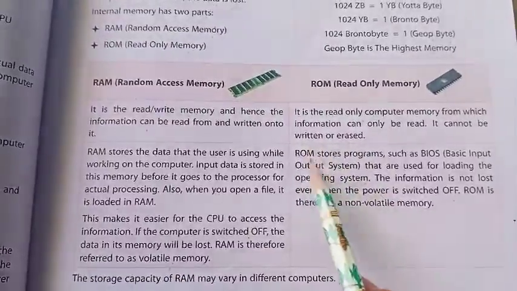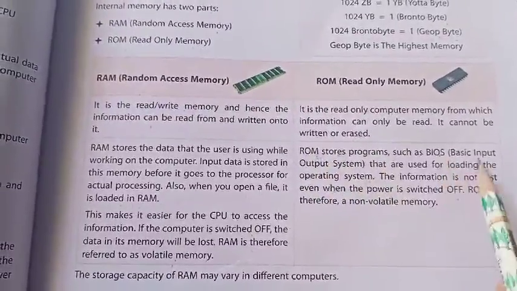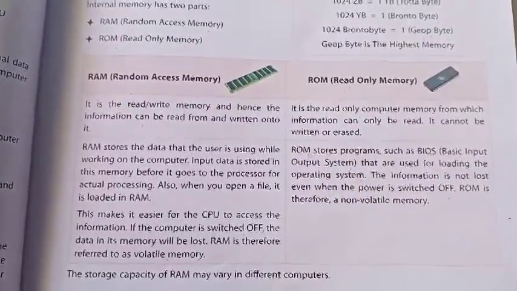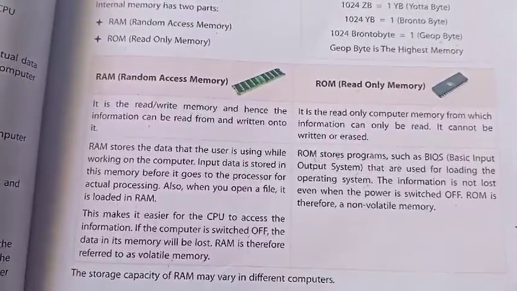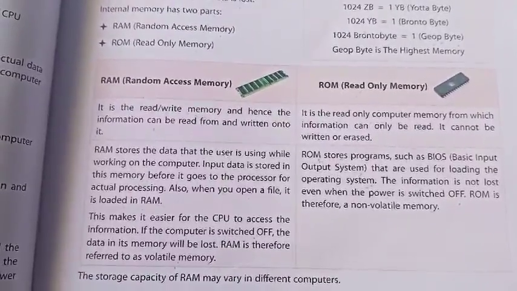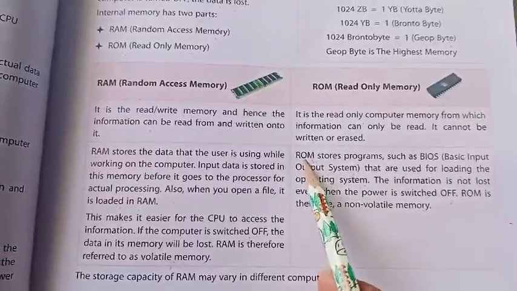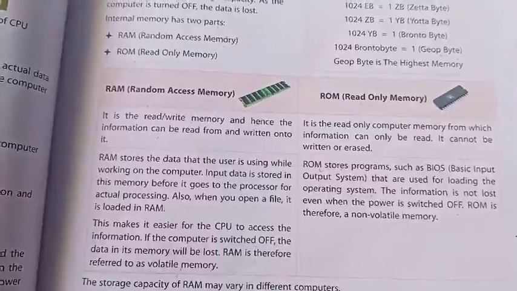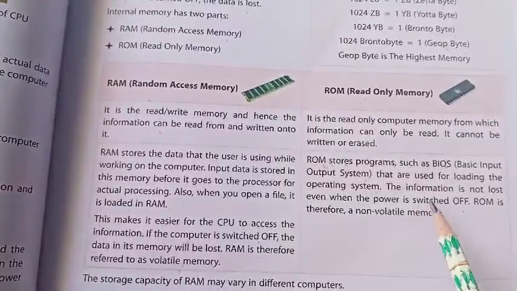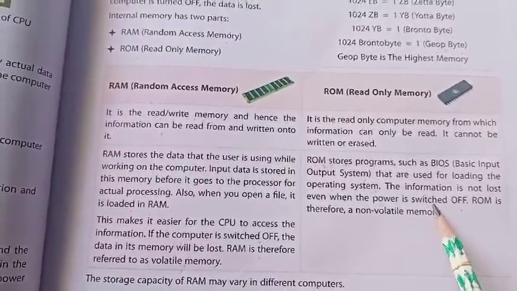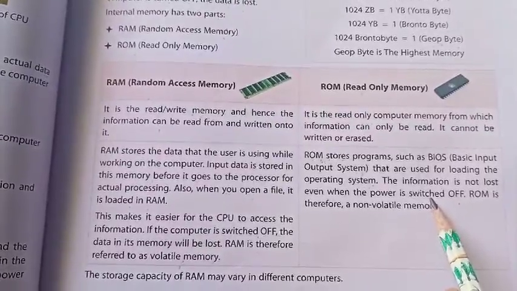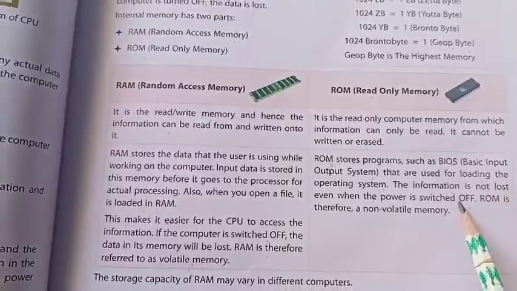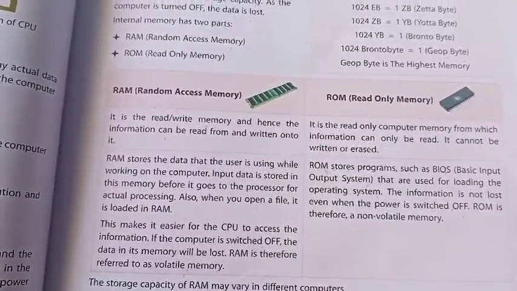Whereas the ROM stores everything in the BIOS, that is basic input output system, that is used for loading the operating system. That means all the instructions that are required for loading the operating system are fed into the ROM, read-only memory. And the information stored on it is permanent. Even if the power goes off, everything written on it remains there forever. So this is permanent and this is non-volatile memory.